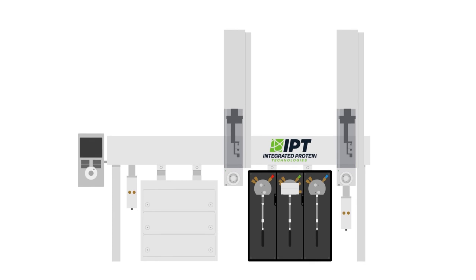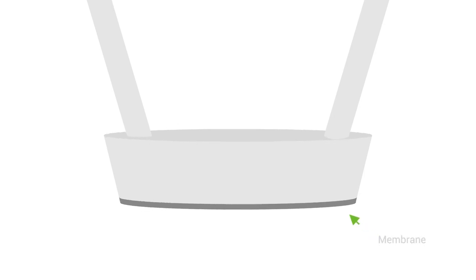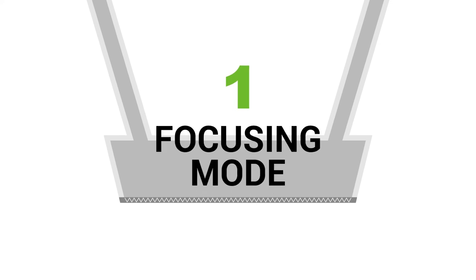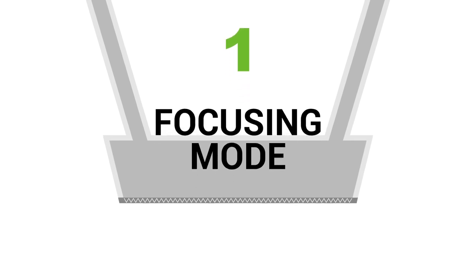a compact footprint. Sample stream analysis is built around a small liquid flow channel that incorporates a molecular weight cutoff membrane. This channel operates in one of two modes. Focusing mode is designed to remove detergents and other contaminants while concentrating proteins, DNA or RNA.